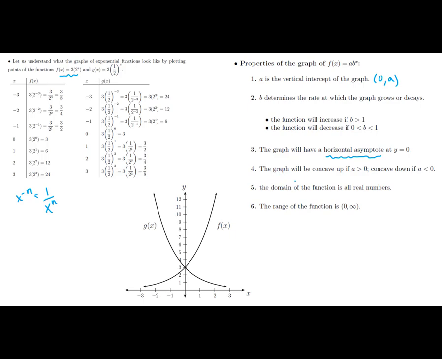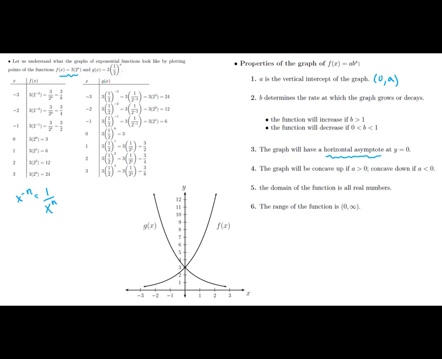We can also talk about concavity. The graph will be concave up if a is greater than 0 and concave down if a is less than 0. So that initial value, whether it's positive or negative, will tell you about concavity. And then number 5, the domain of the function is all real numbers. You can see there's no x values I can't plug into the function, right?